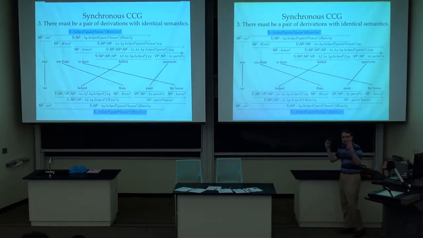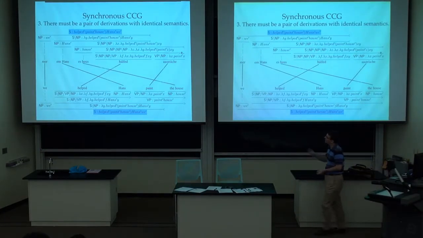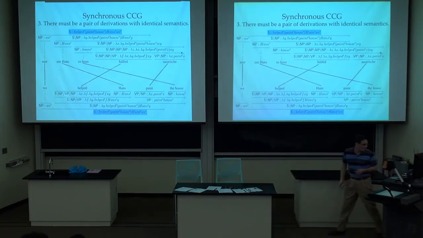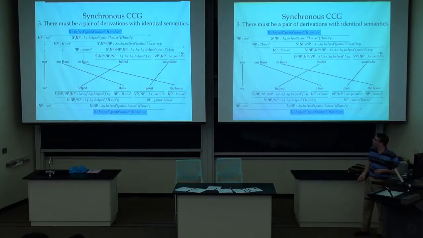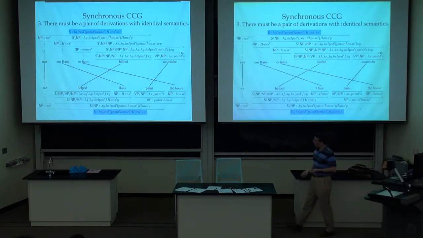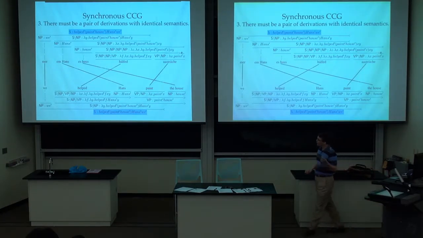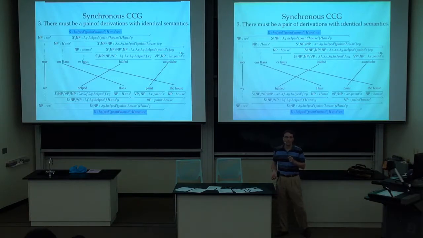We want to be able to have a recognition algorithm on each side, and we want them to generate identical semantics. Okay. So now what I might try to do here is define some synchronous derivation process in the same way that I do with context-free grammars, and you might notice a small problem with this, which is that the CCG derivation process is binary branching.